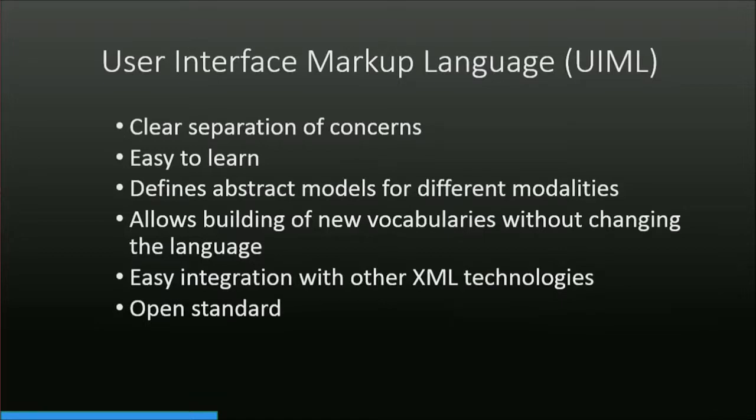It can define very abstract models, which is what we wanted, and allows you to extend its vocabulary without actually changing the language. This is very flexible in terms of new metaphors, UI metaphors that you want to support, or new platforms and so on. And since it's an open standard, it integrates well with other XML technologies, and it also means that it remains compliant to these technologies in future.